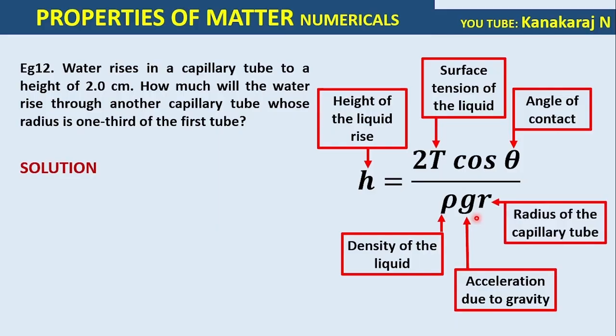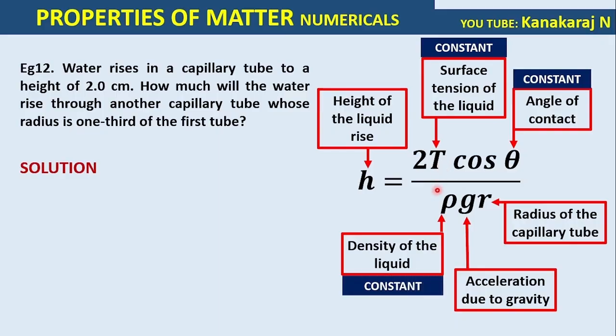capillary tube. Here, the height depends on the radius of the capillary tube because the rest of the terms in this expression are constant. The first term, surface tension of the liquid, is constant, and the angle of contact is constant. The density of the liquid is constant. Then acceleration due to gravity is constant.